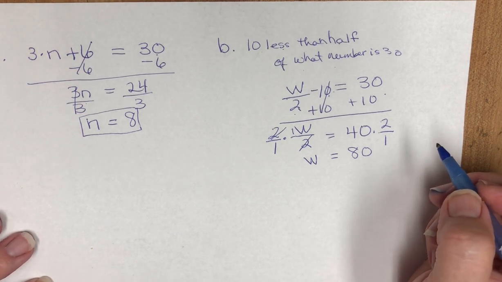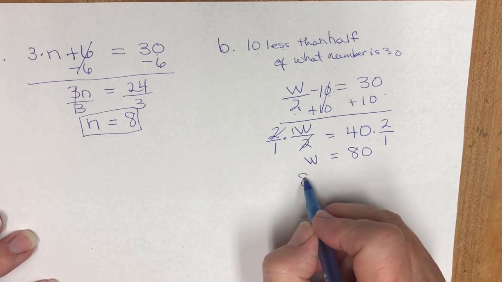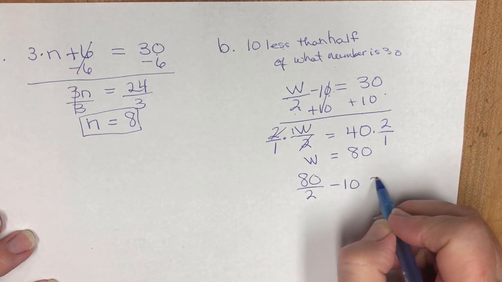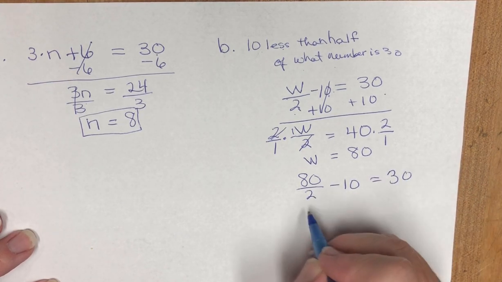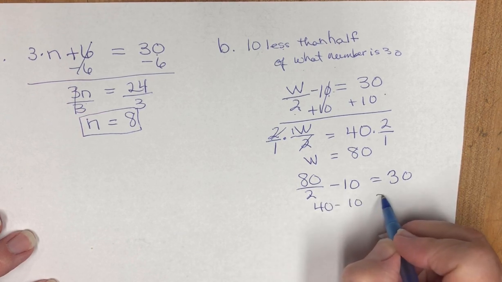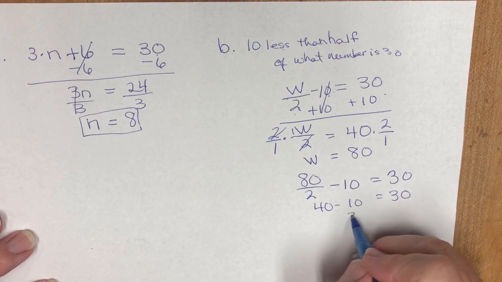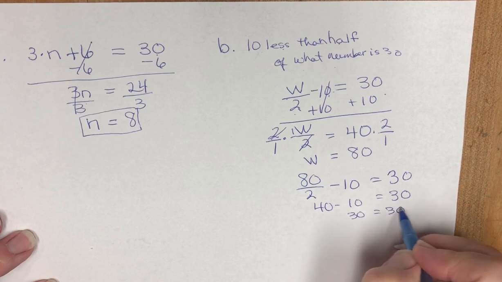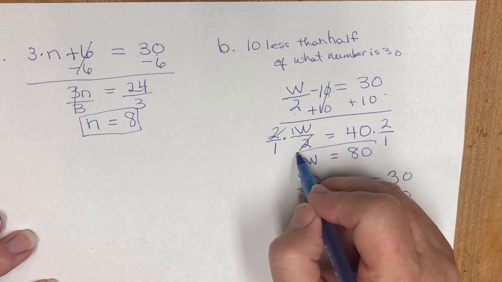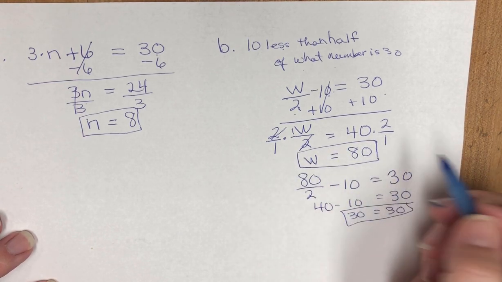Now the question is, boy, does that work? So let's see. 80 divided by 2 minus 10 equals 30. 80 divided by 2 is 40 minus 10 equals 30. 30 equals 30. So yeah, we did it right. So our answer is actually going to be W is 80.